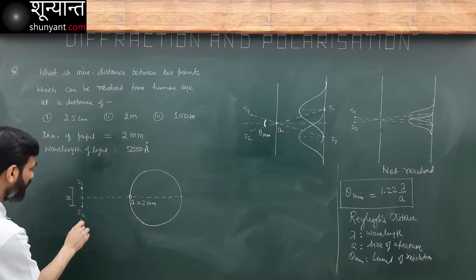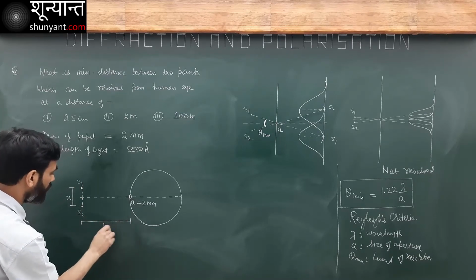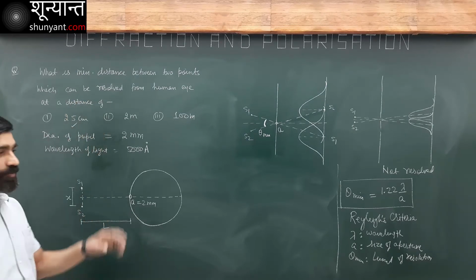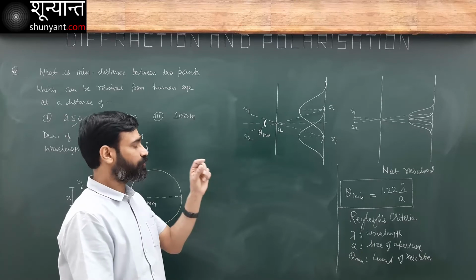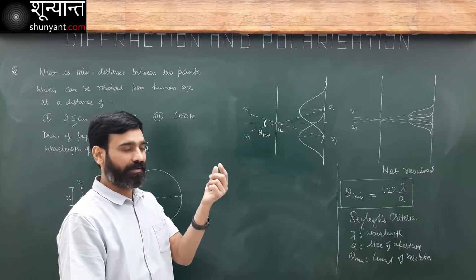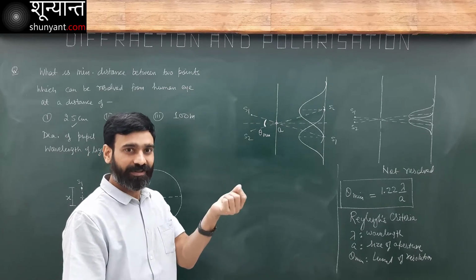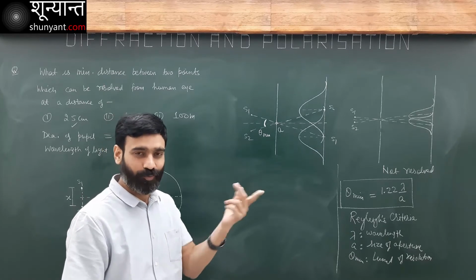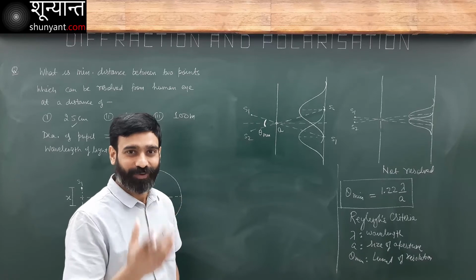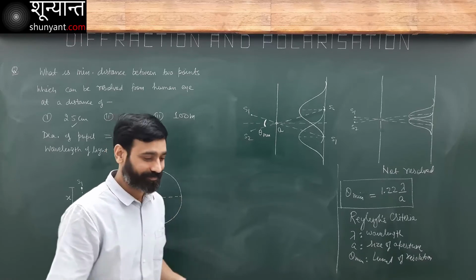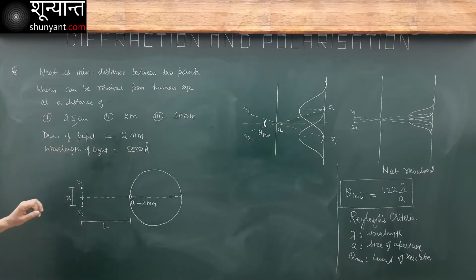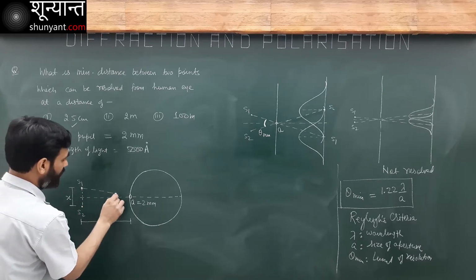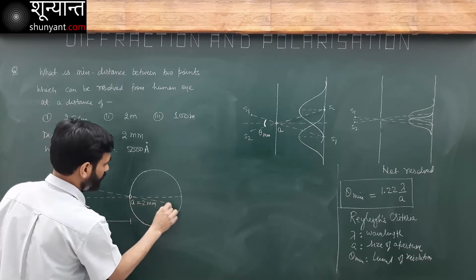Suppose my eyes are at a distance of 25 centimeter. I am looking at these two points from a distance of 25 centimeter. What can be the minimum distance between them such that I can see those two points as two points and not one point? Get it? So that means when we look at the diffraction pattern, it should be well resolved.